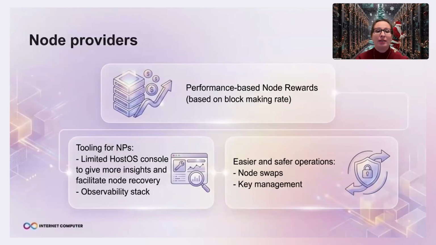Of course, with releasing this, we had to provide better tooling for node providers. We released a limited HostOS console to give them more insights and also to diagnose bad performance if that happens, and an observability stack. But also, to swap a low-performing node, they don't need to submit a proposal anymore. For the same nodes in the same data center, they can just swap the nodes in the registry, in the subnet, seamlessly without a proposal. And of course, we also work on tools for better key management for node providers.